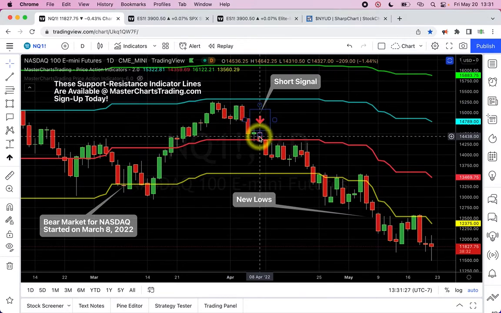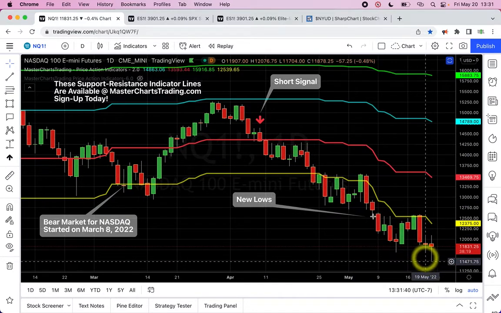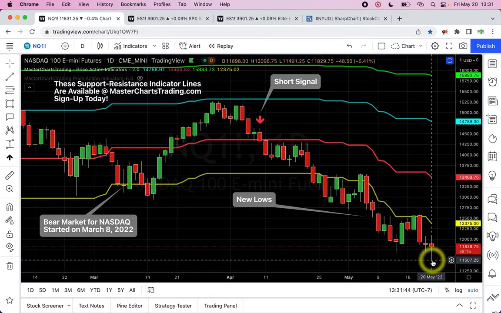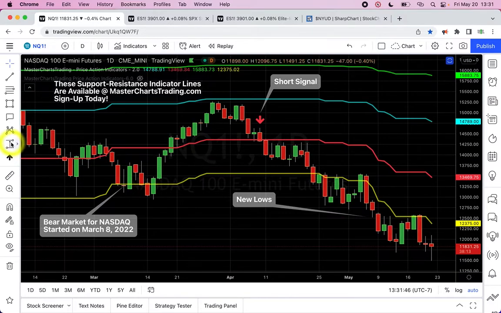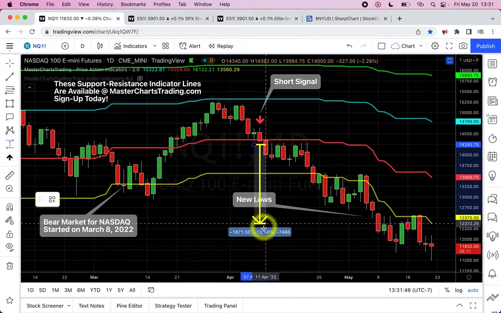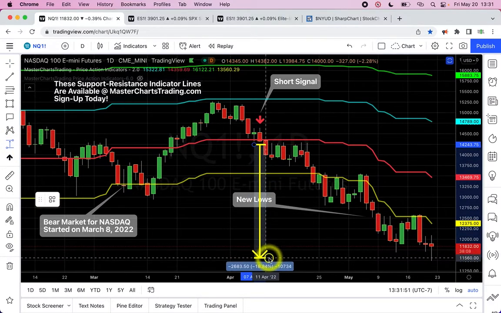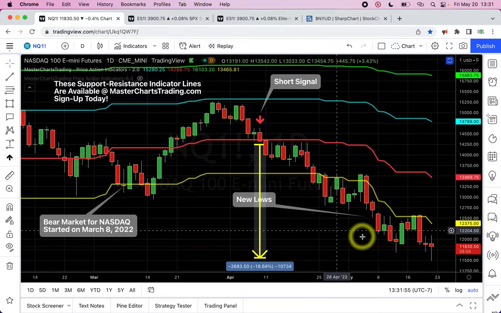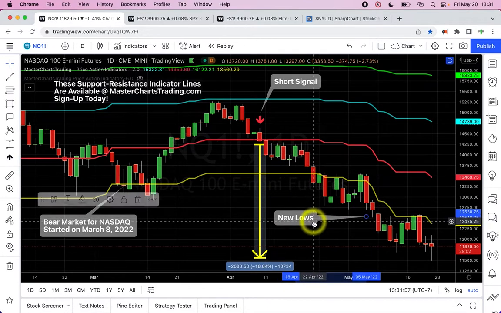Only on the 8th of April we finally got our signal. See, that is a signal right there where I'm hovering. It's a close below this red support resistance line. It was a killer signal because notice what happened afterwards. We collapsed from 14,300 into 11,500. That is a very nice 18% drop in your favor. So you would have made nice money right there.